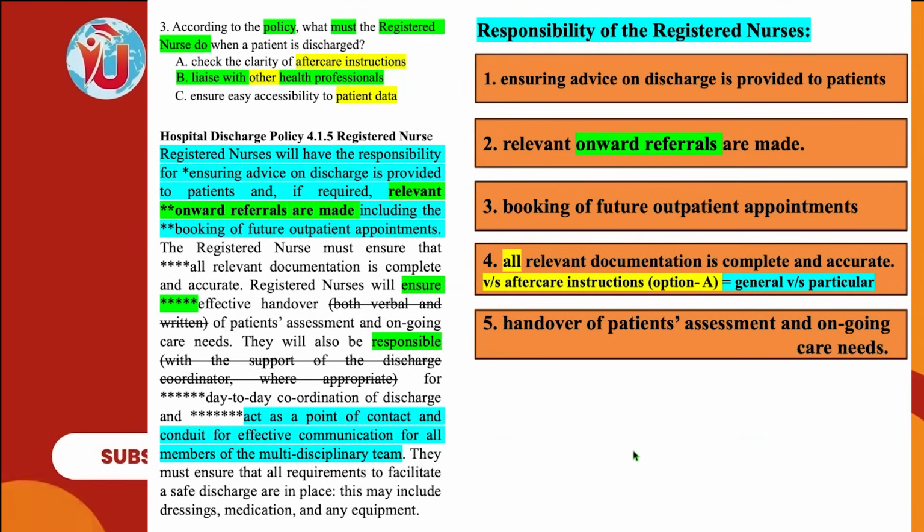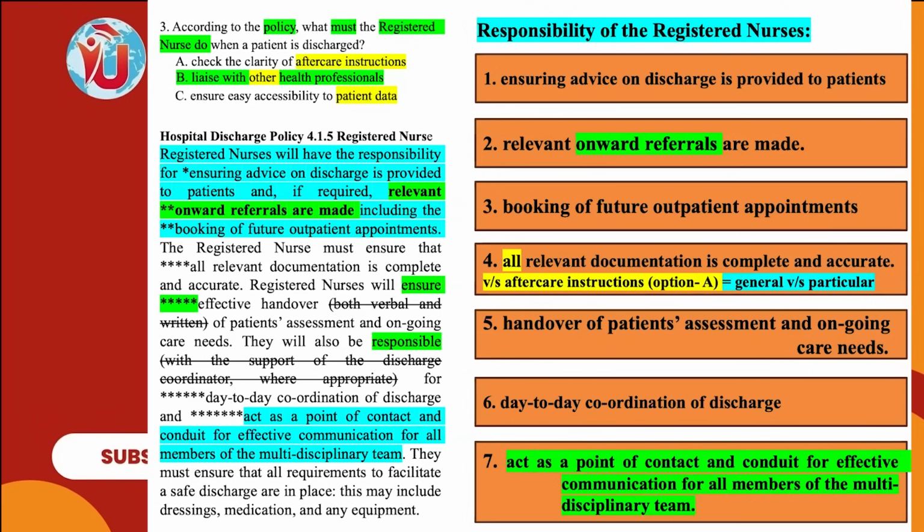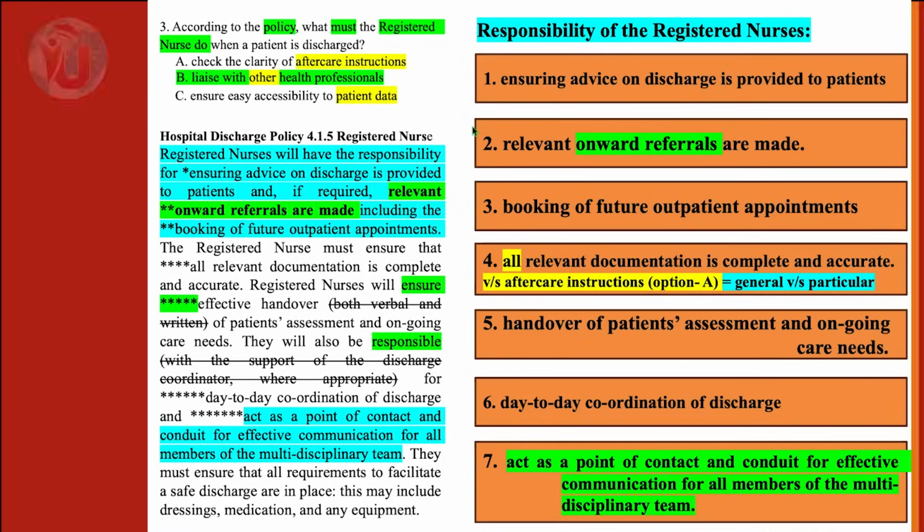Fifth responsibility of the nurse, handover of patient's assessment and ongoing care needs. Sixth one, day-to-day coordination of discharge. Seventh one, act as a point of contact and conduit for effective communication for all members of the multidisciplinary team. In this A1, the fourth option, the other options are not mentioned here. That speaks about patient data, aftercare instruction, and liaise with the other health professionals. Only the B1 is given, and A1 is given to make you understand a general statement and a particular statement. All and one. Sometimes they will say all and many, sometimes all and some, sometimes all and two. Always beware of this strategy where you'll be tricked.